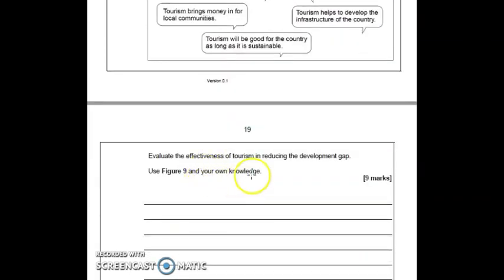You've also got to use your own knowledge. Now, our example is Tunisia, for a country that is trying to improve and get better by attracting tourists. Now, in terms of Tunisia, there are some positives. Tourism does provide jobs. In Tunisia, it's around about 400,000 people who work in the tourism industry.